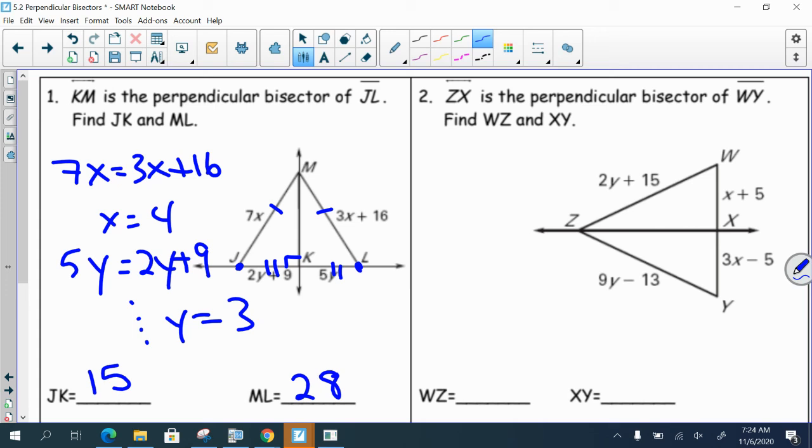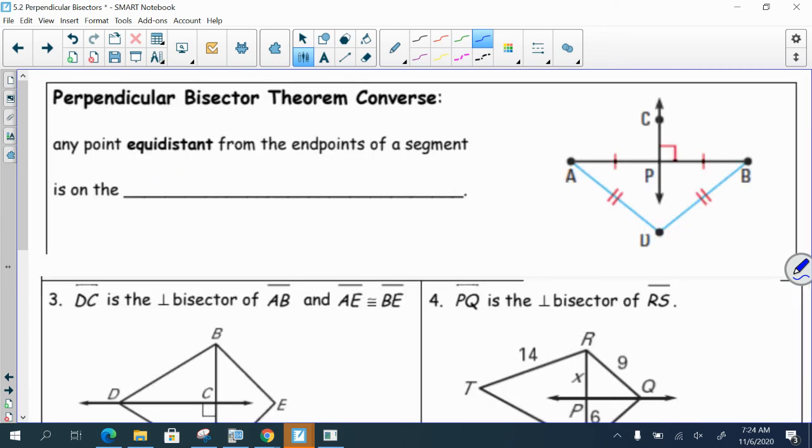Okay, so let's talk real quick about the perpendicular bisector converse. I know this video is a little bit longer than normal, but this is a tricky concept, so we want to make sure that we get it thoroughly explained. So the converse would be that any point that is equidistant from the endpoints of the segment is on the perpendicular bisector. The regular version said that if you've got a perpendicular bisector, any point along that perpendicular bisector is equidistant from the endpoints.